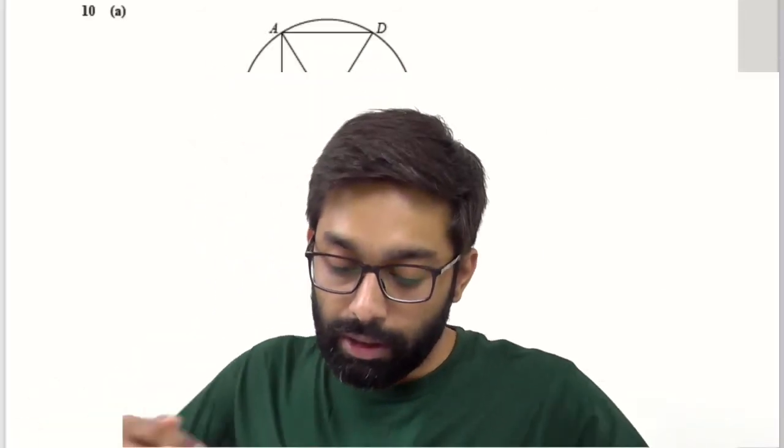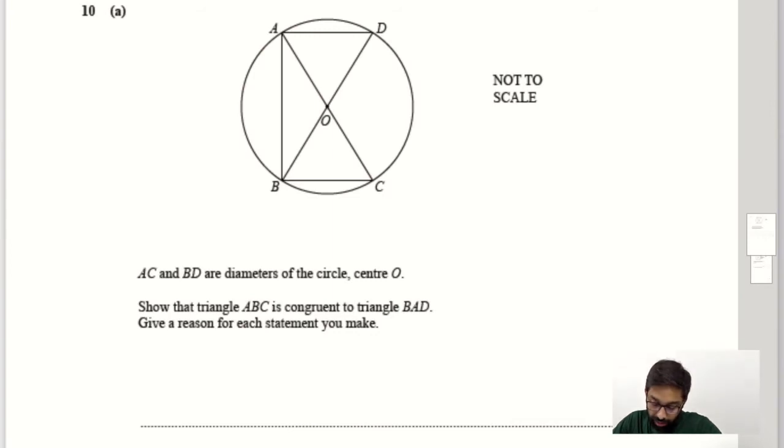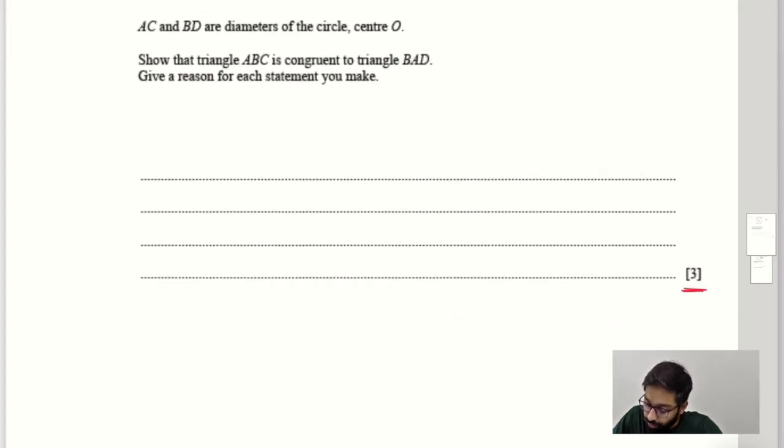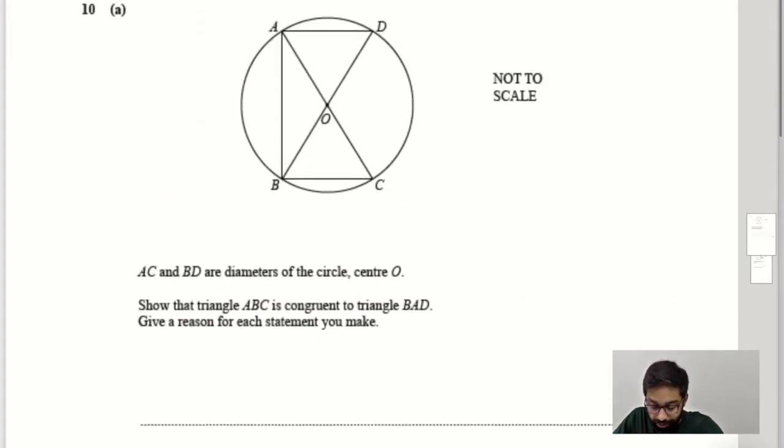Let's start. The question in front of us has a circle and there are two triangles in it, ADB and ABC. The question reads, AC and BD are diameters of the circle with center O. Show that triangle ABC is congruent to triangle BAD. Give a reason for each statement you make. This is a 3-mark question, so we would need at least 3 statements.